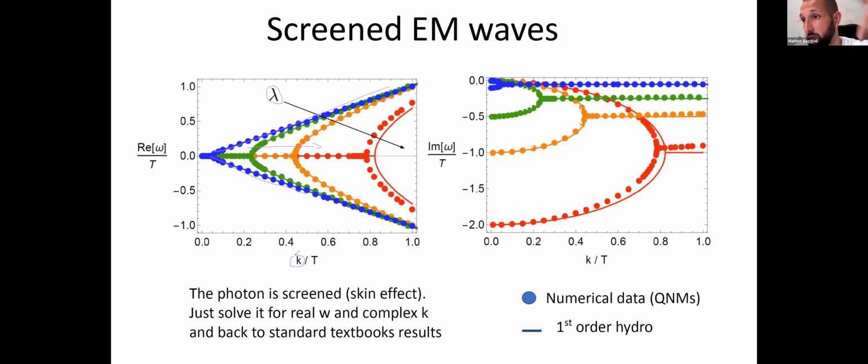Now, if you solve this equation the opposite way, what you will see is that it will decay in space. That's what the skin effect is. So this is the skin effect in an opposite fashion, if you want. And of course, you can see that the modes from holography and the hydrodynamics work very well. So they match pretty good.